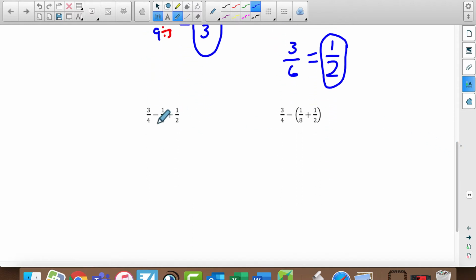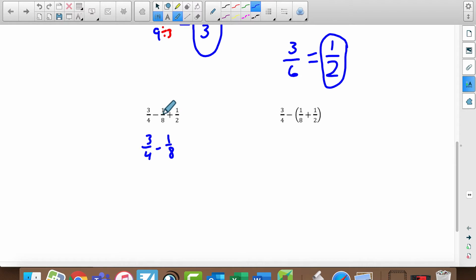Alright, next one. Looks the same, these two questions, but the brackets make a big difference. So for the first one, we have subtraction and we have addition. And when you have subtraction, addition, and BEDMAS, do you remember? They're equal to each other. So you just go left to right. So the first thing you should actually do is 3/4 minus 1/8. Get that answer. And then after that, you're going to add the 1/2.